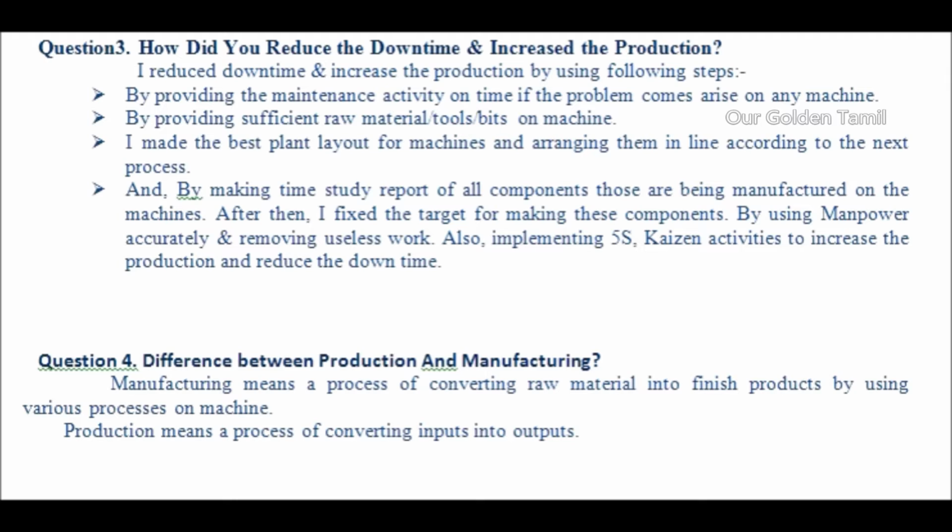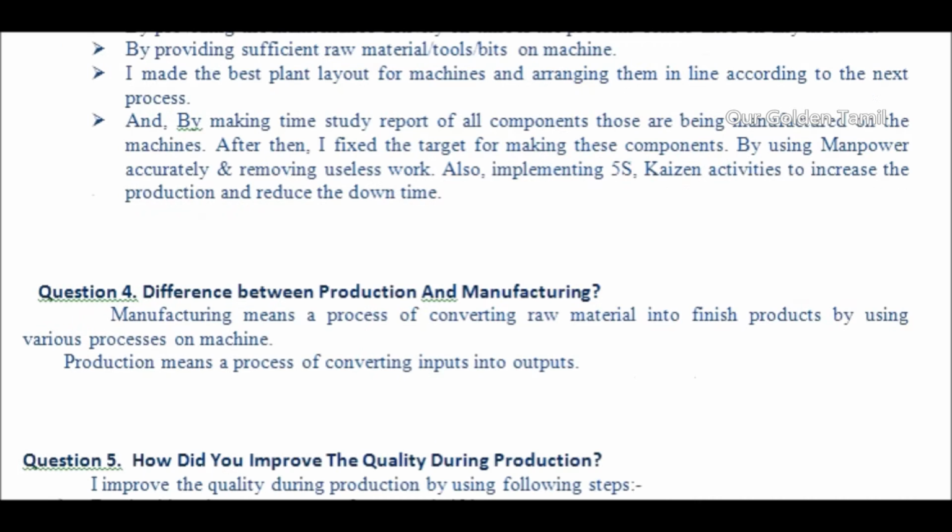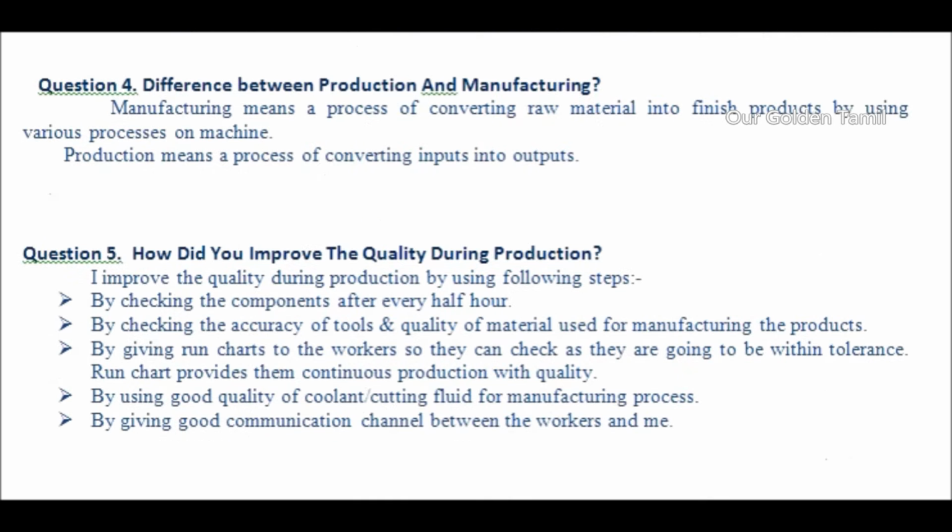Manufacturing means a process of converting raw material into finished products by using various processes on machines. Production means a process of converting inputs into outputs. Question 5. How did you improve the quality during production? I improved the quality during production by using the following steps.